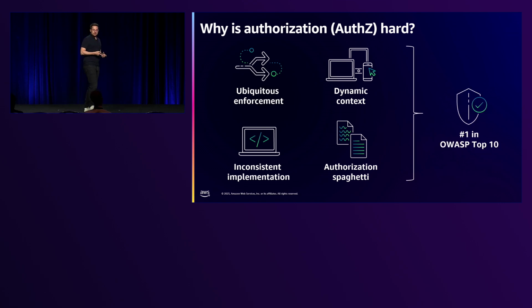And all of this also leads to broken access control being the #1 vulnerability or risk according to the OWASP Top 10, the Open Web Application Security Project, that calls out the top 10 risks that you should think about when it comes to web applications.